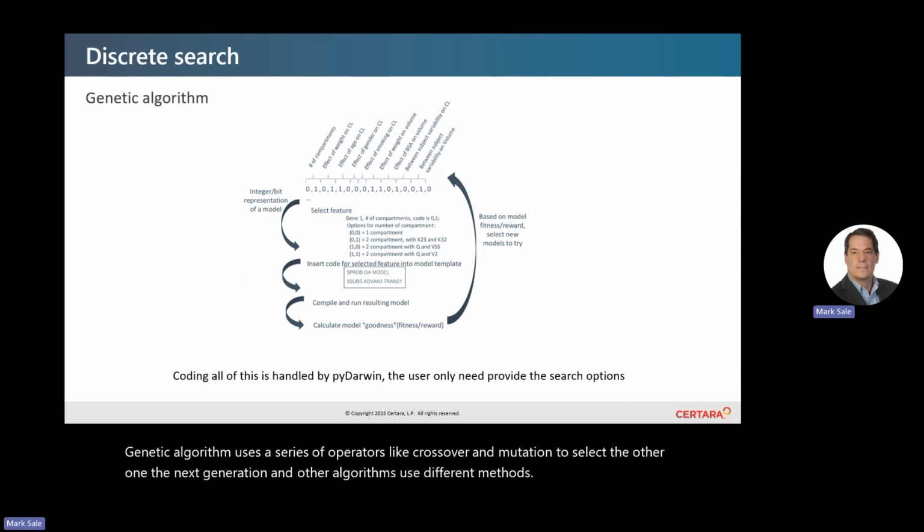Importantly, pyDarwin handles all this internally. You don't have to worry about the bit string or the integer string or how it gets mapped. All you have to do is provide a list of options that you want to explore for each dimension.